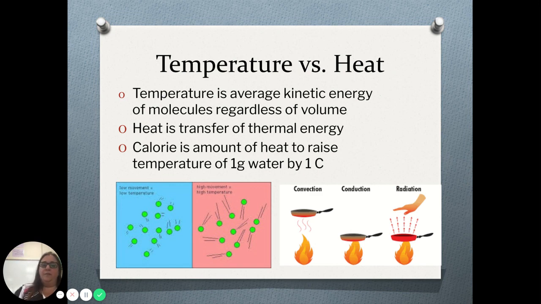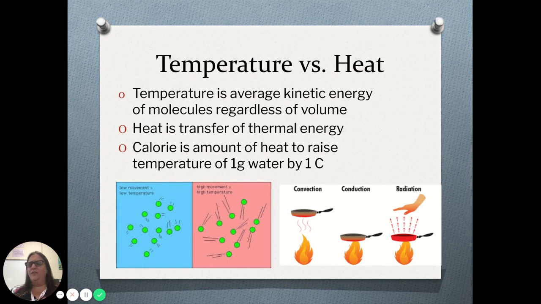Another thing that we need to talk about when we talk about water is the temperature and heat capacity of water. Just as a quick review, temperature is the kinetic energy of molecules, doesn't matter how much of it we have. And heat is transferring energy, transferring that thermal energy. When we transfer that energy, a calorie is the amount of heat, that transfer of energy, that it takes to raise 1 gram of water by 1 degree Celsius.